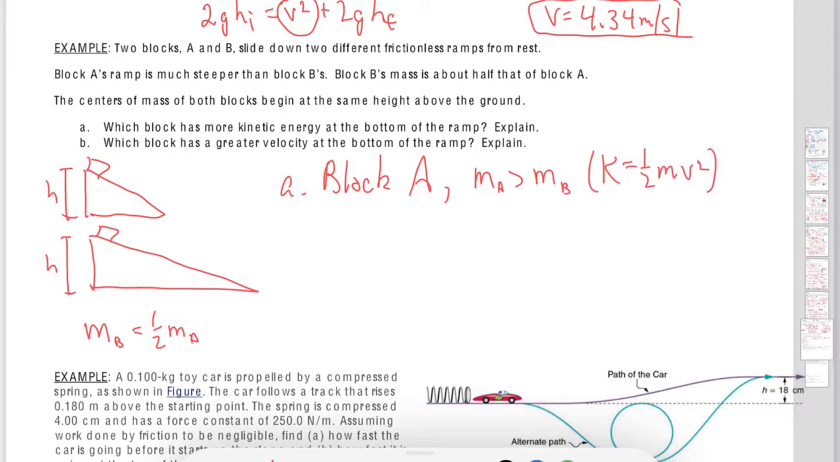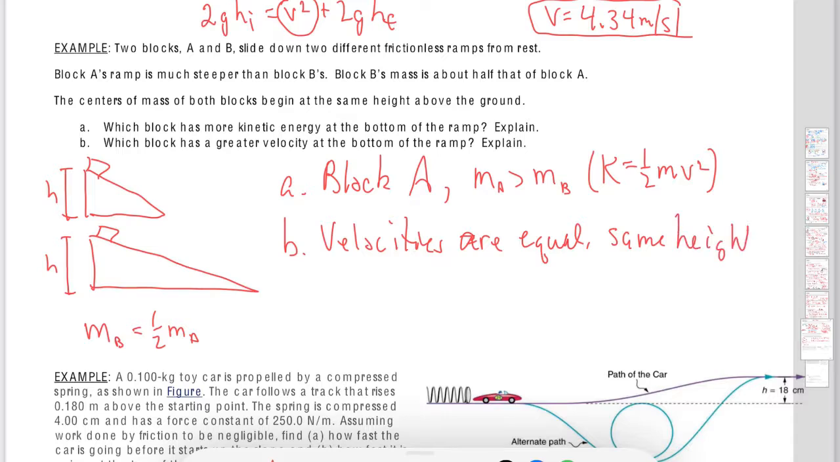But for part B, which block has a greater velocity at the bottom? Well, the velocities, or speeds, will be equal. And why is that? Because they're being released from the same height. As you saw in the previous example, the masses cancel.